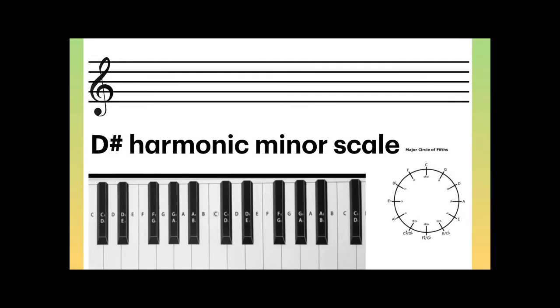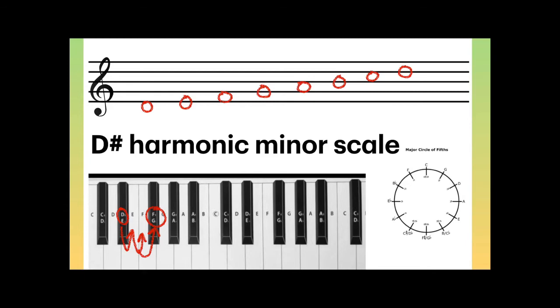Let's write a D sharp harmonic minor scale. Step 1, put it on the staff, writing from a D to a D. Step 2, find the relative major. Starting on D sharp, we're going to go up 3 half steps. 1, 2, 3. We've just landed on F sharp and G flat.